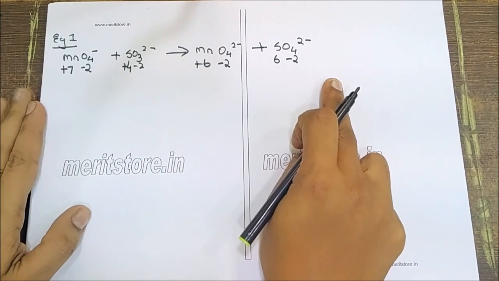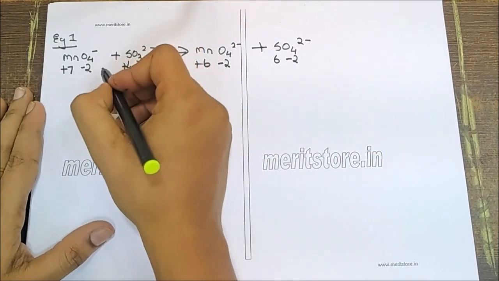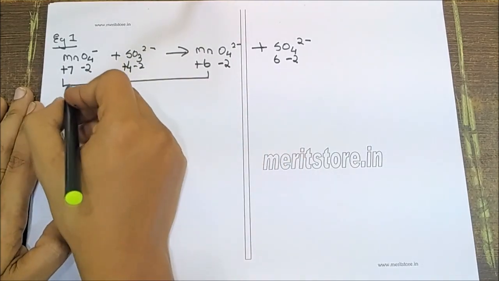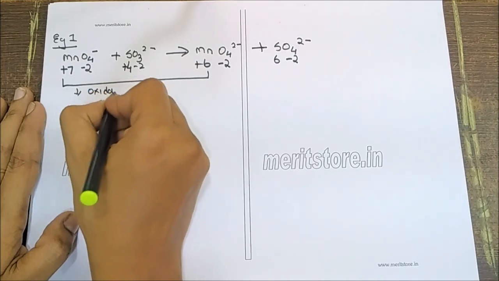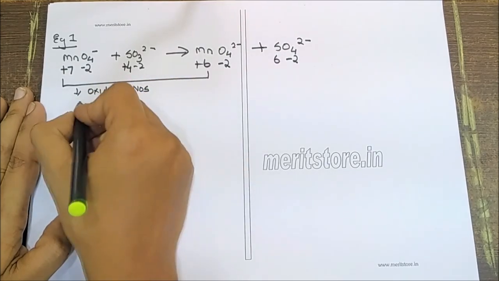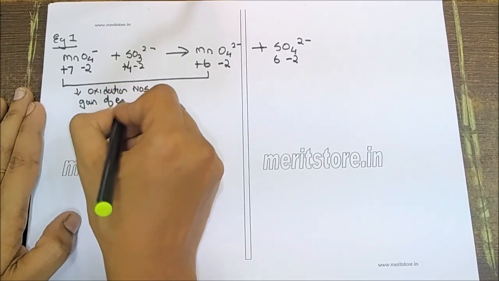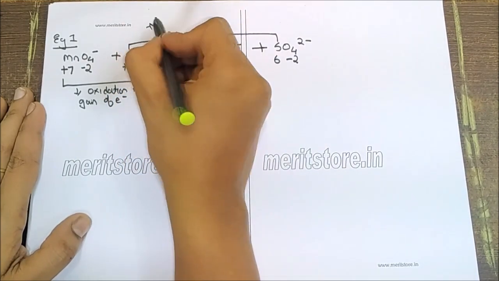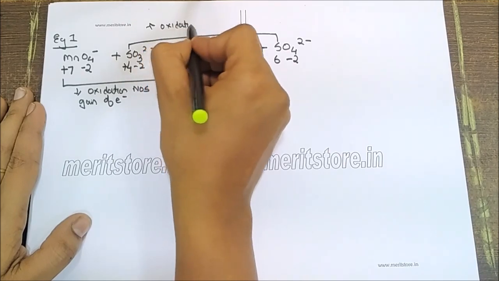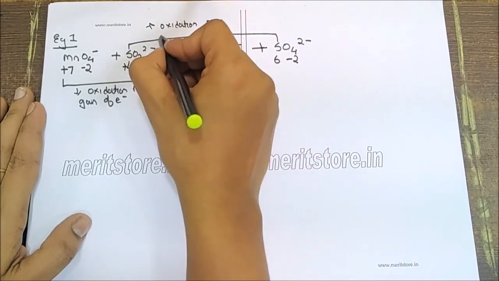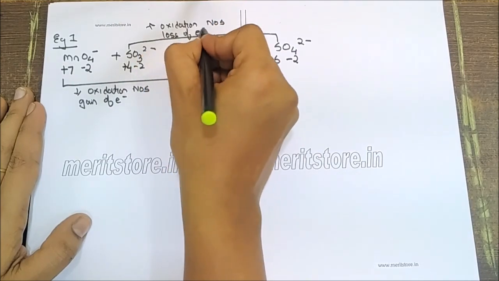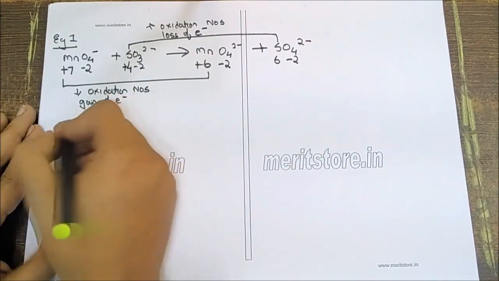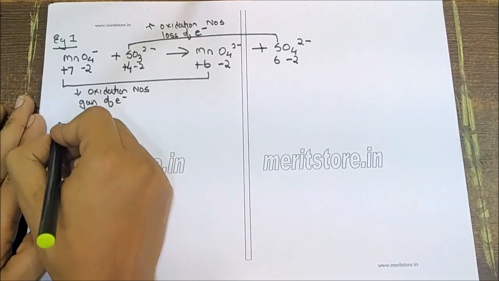So after writing down the oxidation number of each atom, we will now have to identify where is the increase and decrease. So look here, Mn has undergone decrease in oxidation number, which means there is gain of electrons. And if you look at S, there is an increase in oxidation number, which means there is loss of electrons. Now step 3, after identifying, we have to find out the net increase and decrease, right?